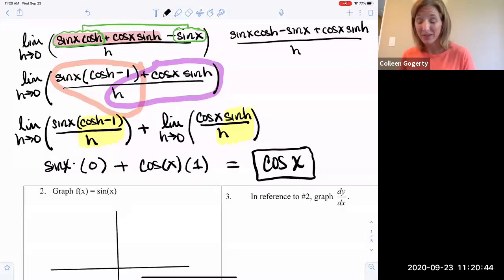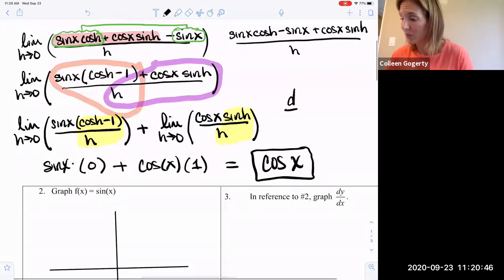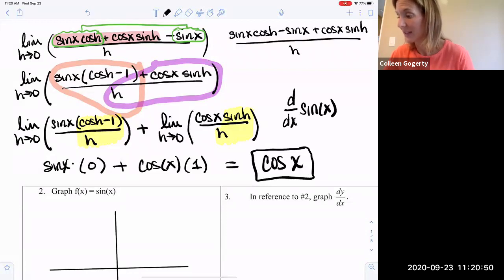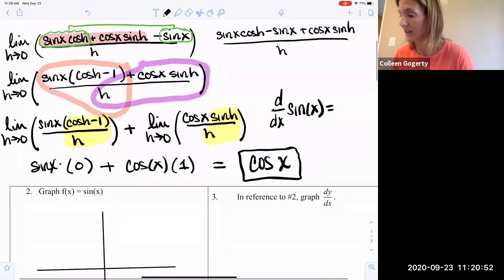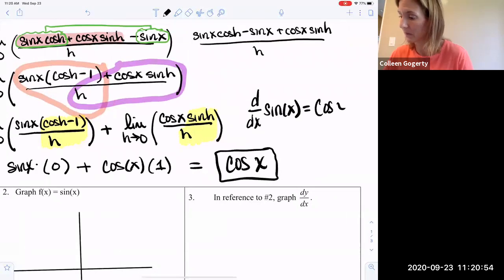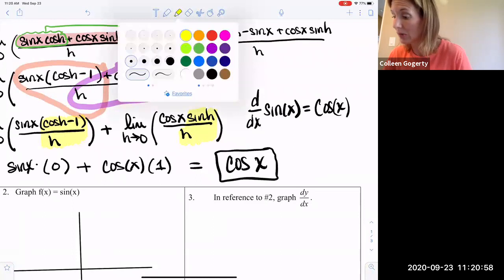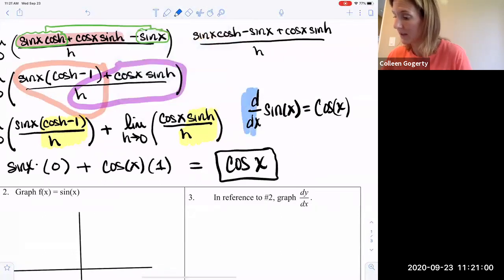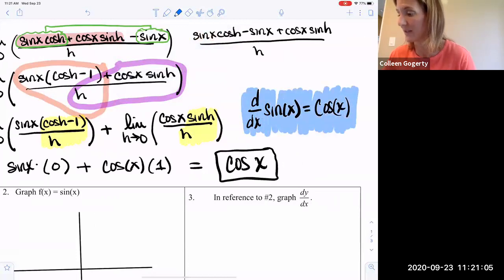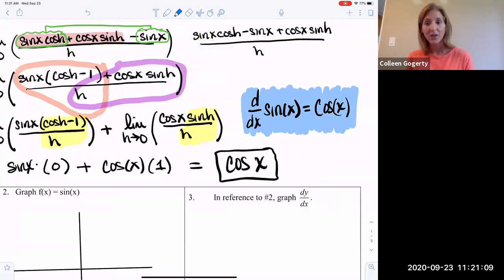So what just happened here? We just determined that the derivative of sine of x is cosine x. This right here you need to memorize. This needs to be a part of a list of things you've got down for this class. So the derivative of sine is cosine.